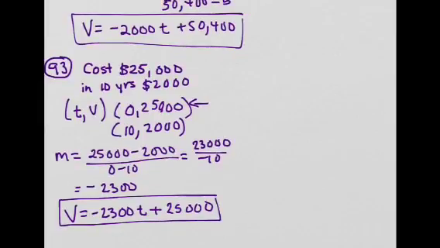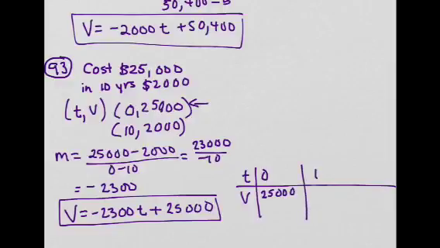For part B, they want you to fill in the table, so I'm not going to fill all of it in for you, just a few numbers. So I'll put it here on the side. T and V. So every year it goes down by 2,300, right? So you could start with 25,000 and then subtract 2,300 from that. So that's going to be 22,700, and then subtract 2,300 from that. So that's going to be 20,400.